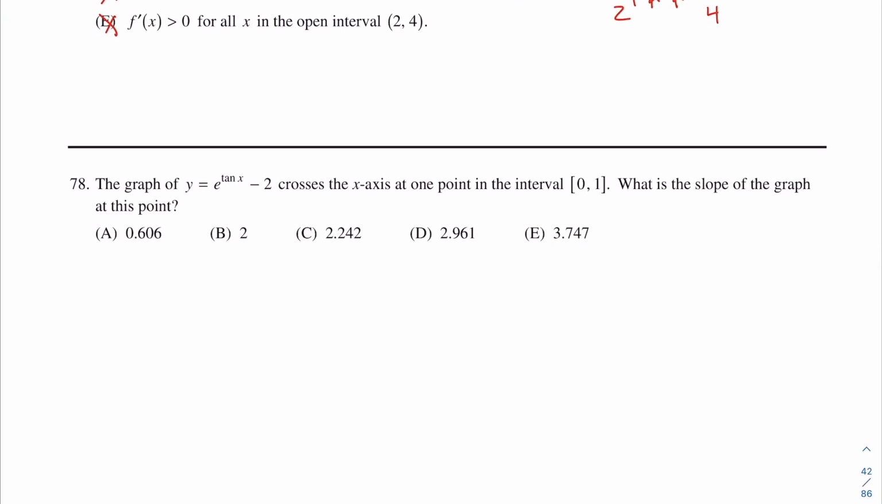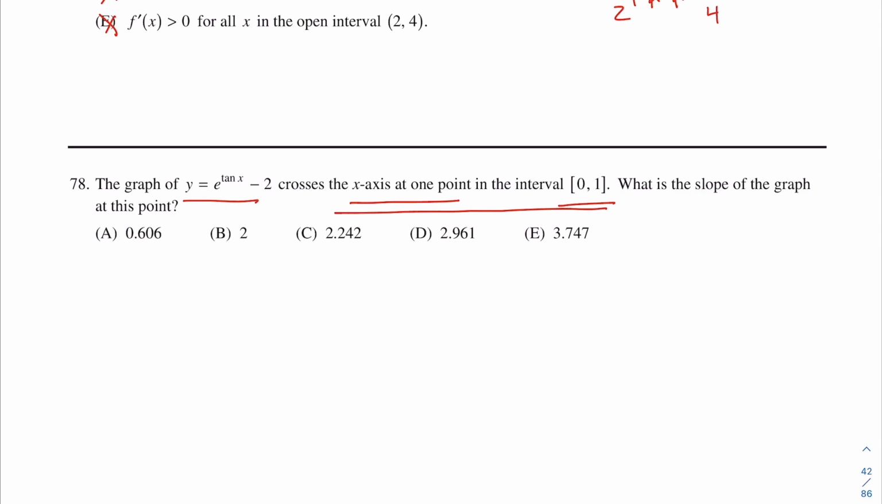78, the graph of y equals e to the tangent of x minus 2 crosses the x-axis at one point in the interval 0 to 1. What is the slope of the graph at this point? So whenever you see a function looking for an x-axis crossing or a 0 on some interval, you want to think, use my graphing calculator, graph this out, find some zeros, use the calculator function on your calculator. And this question asks us to find the slope of the graph at the point where it crosses the x-axis.